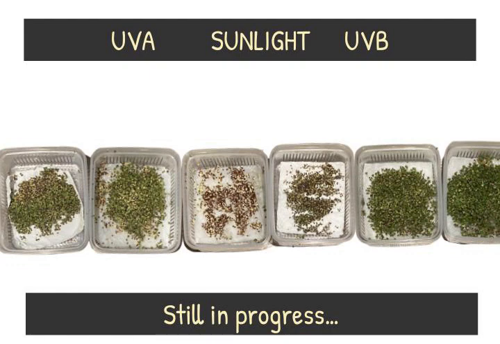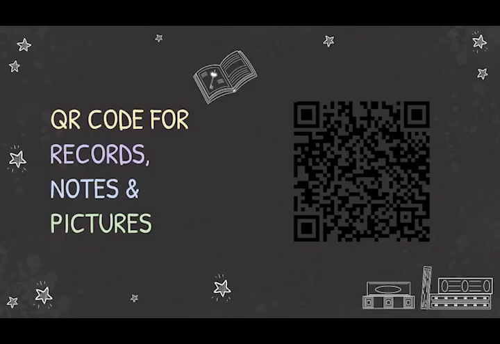On the next slide, you can see UVA, sunlight, and UVB's early effects on the growth of romaine lettuce. This experiment is still in progress and will be updated to the record stock, which is here. The QR code for records, notes, and pictures is on this slide.